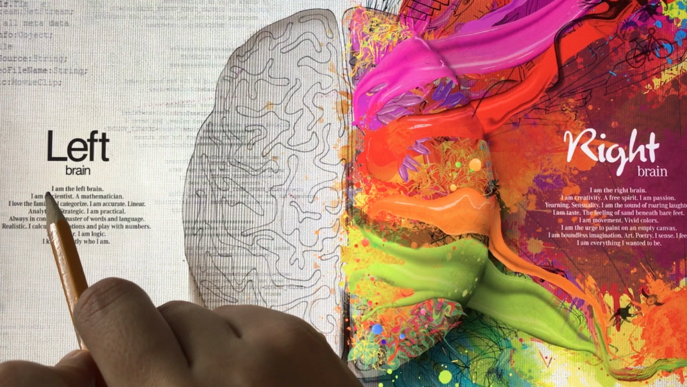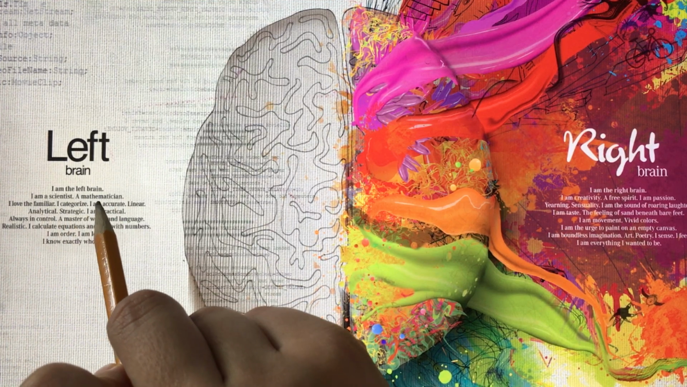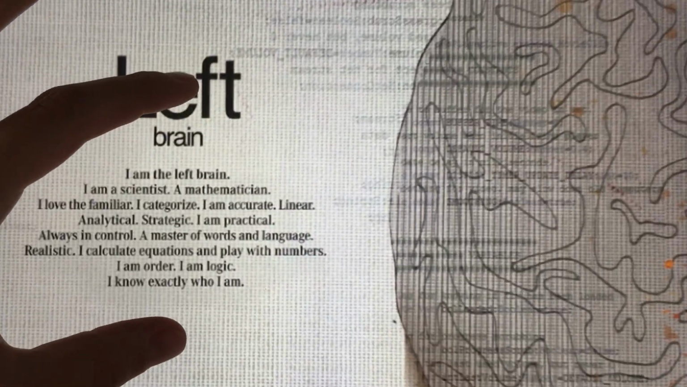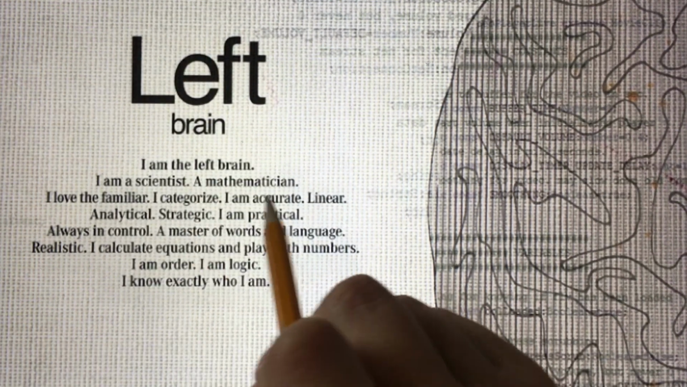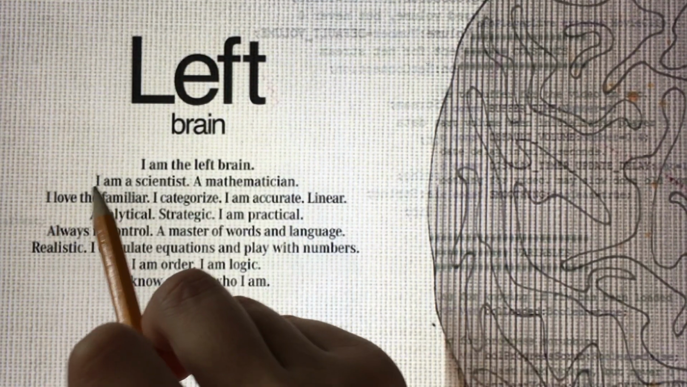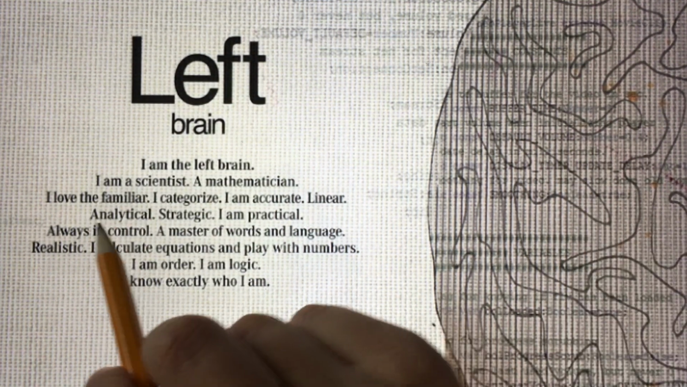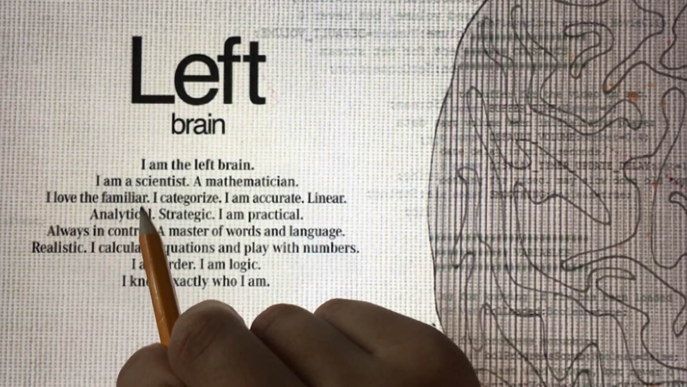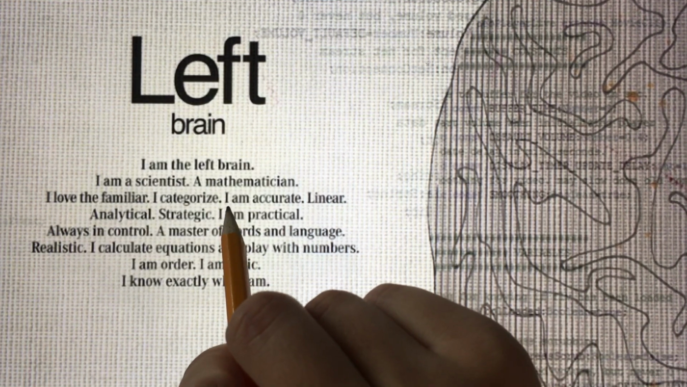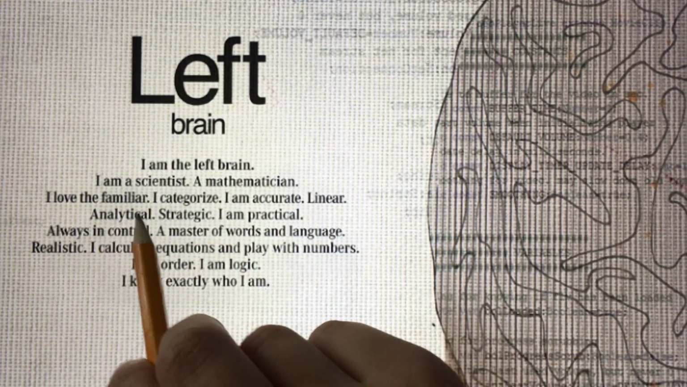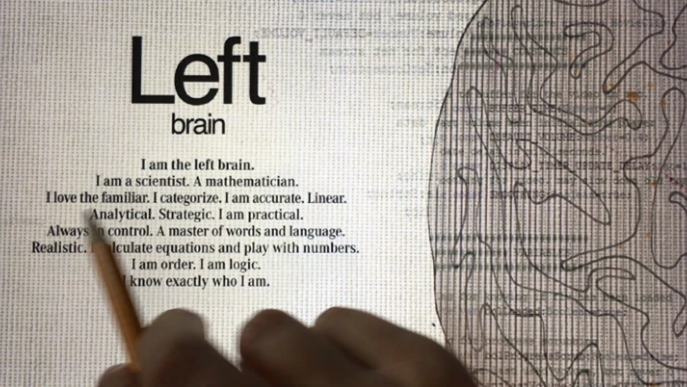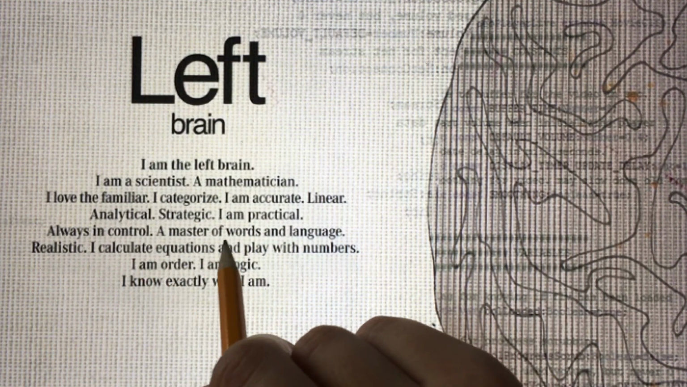So I'm the left brain. I am a scientist. I'm going to zoom in for you. I'm a mathematician. So the scientist and the mathematician of your brain favors the left side of the brain. I love the familiar. I categorize. I'm accurate, linear, analytical, strategic. I am practical, always in control, a master of words and language.